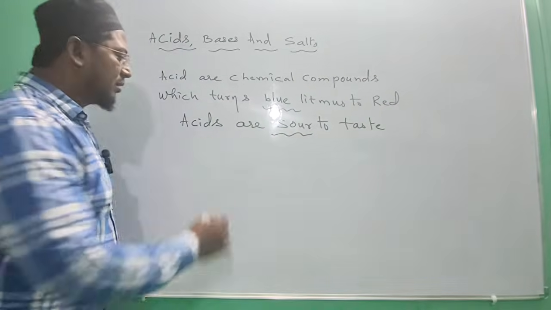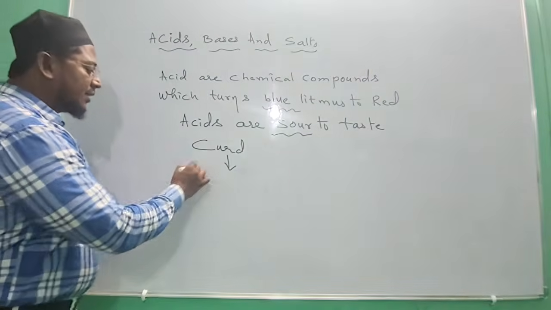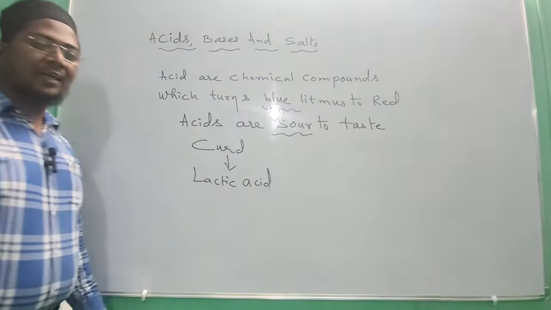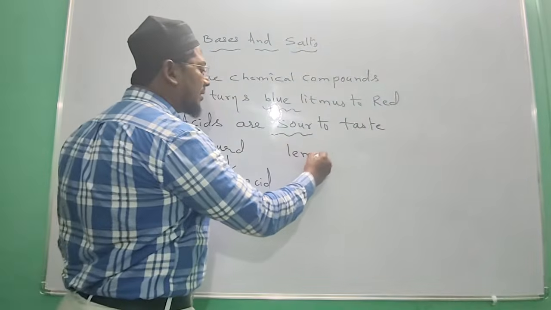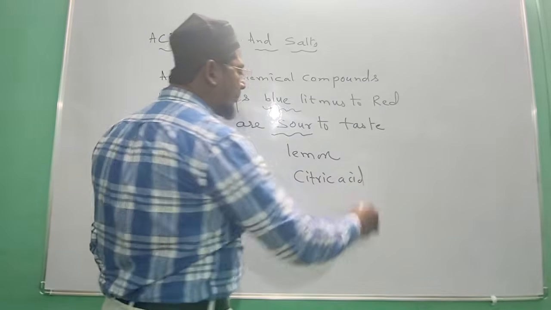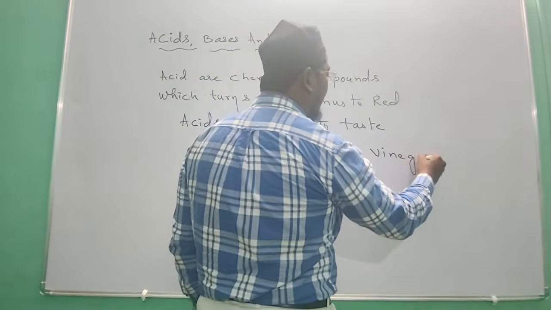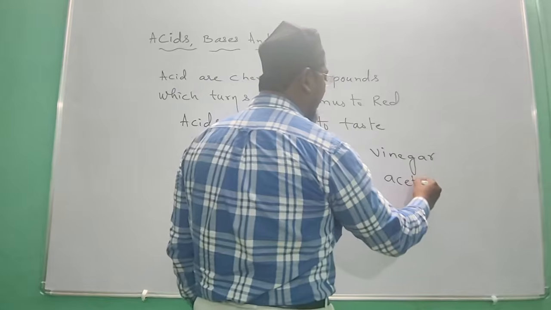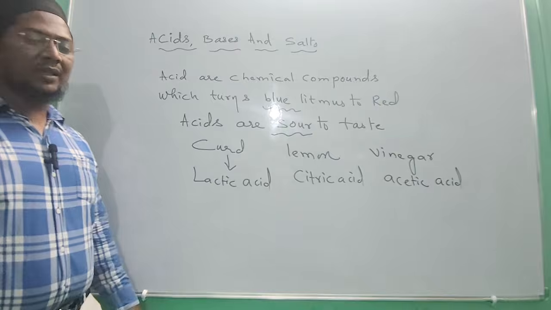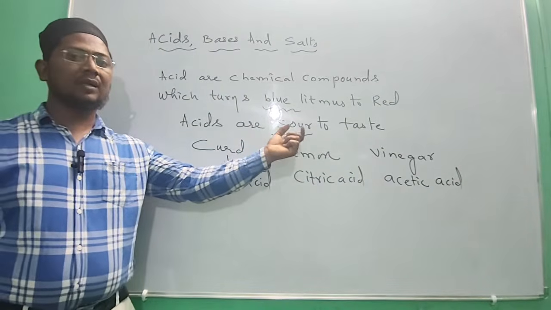Some examples: the first one, curd. Curd contains lactic acid. The second one, lemon. Lemon contains citric acid. One more example, vinegar. Vinegar contains acetic acid. So there are so many things which contain acid. I have given some examples: curd, lemon and vinegar.